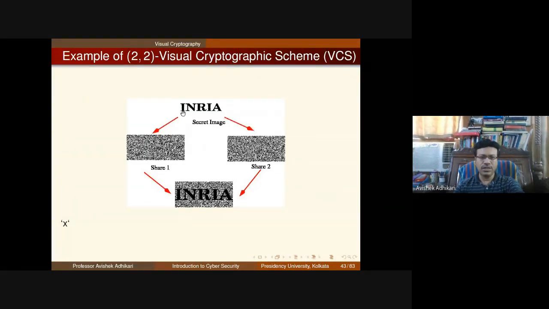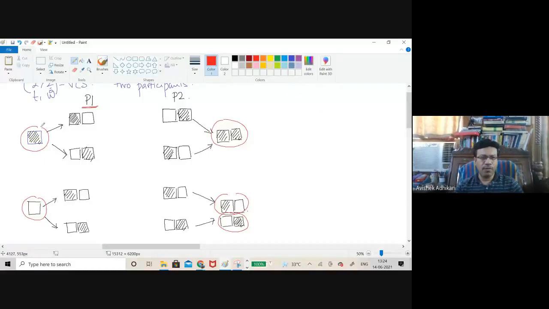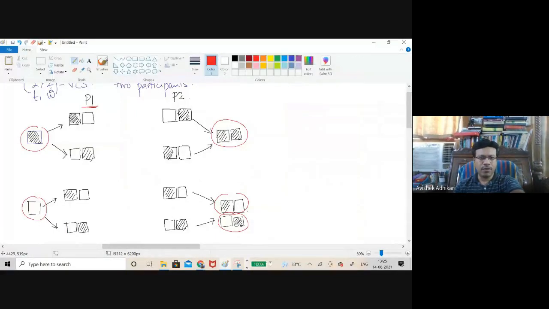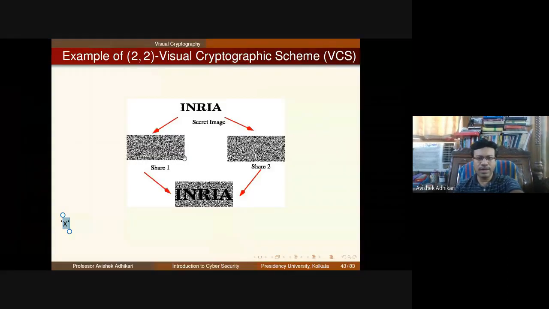Note that the size of the INRIA has also increased. Here the size has increased a bit, and that is explained through this fact. For black, I am getting complete black in the superimposed image, whereas for white, I am not getting complete white, but a black and white mixture. And visually, that is reflected through the fact that the background is gray. Also, note that for 1 pixel, I am giving 2 pixels. That's why the size of the superimposed image and the shares has increased. For 1, I have given twice. That's why the size has also increased.